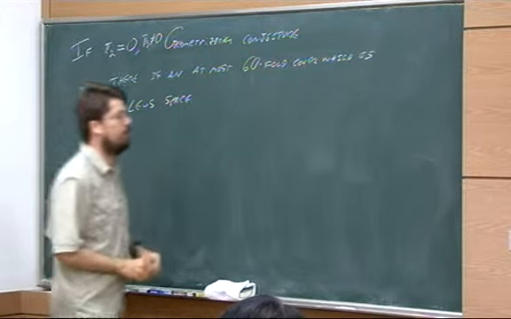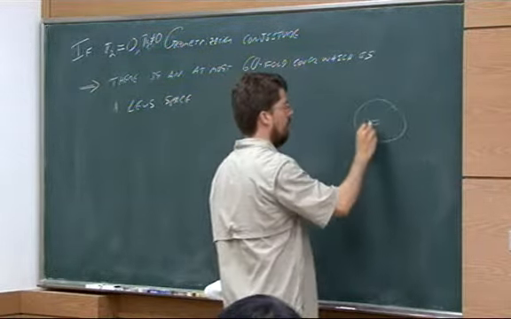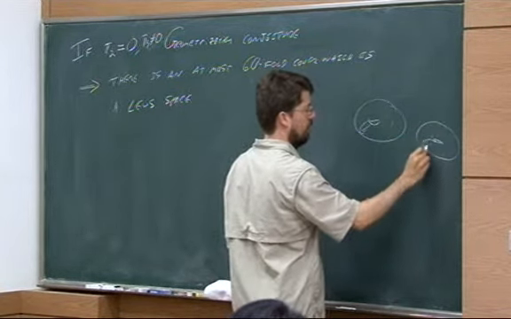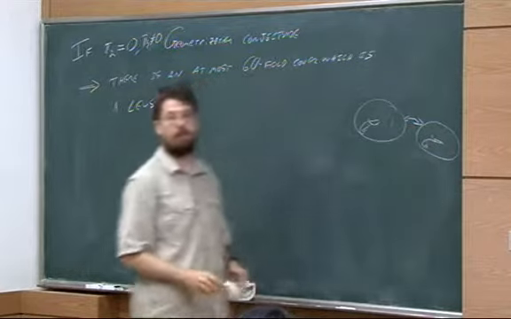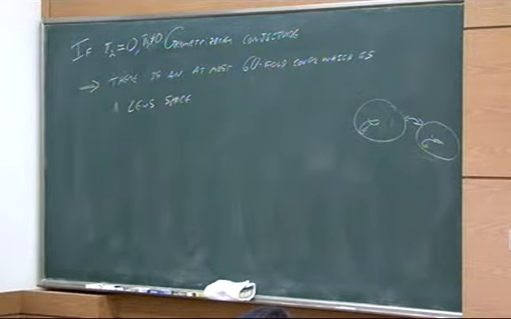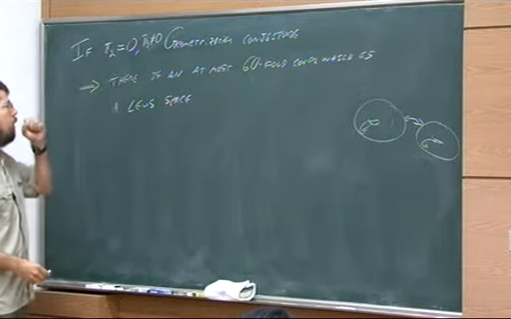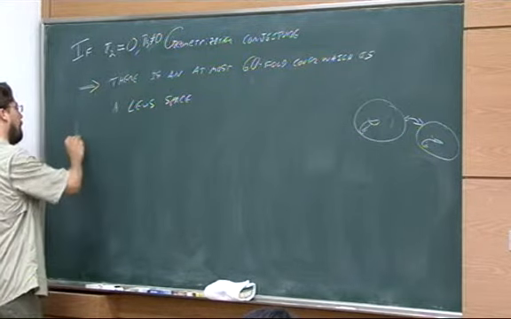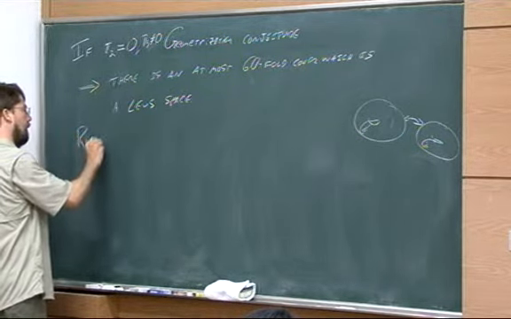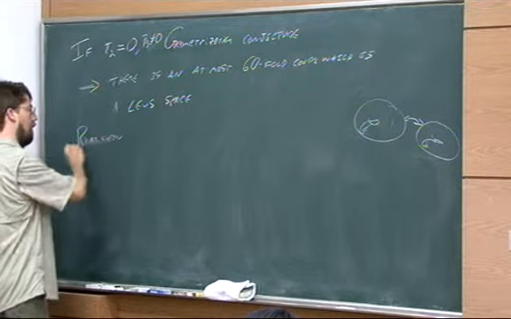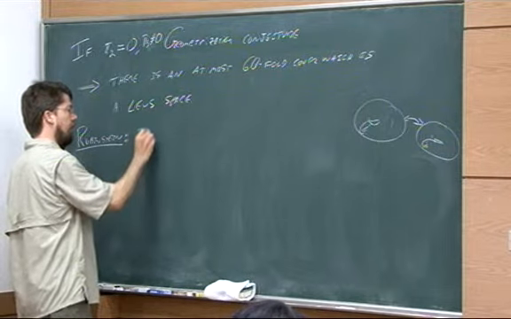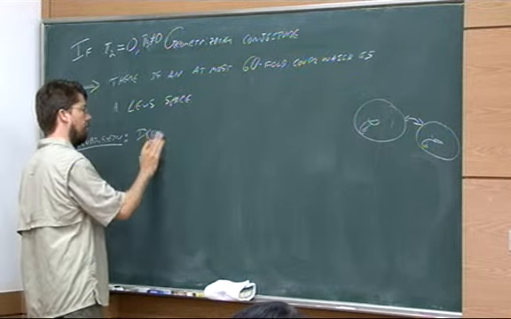A lens space is what you get when you take a pair of solid tori and glue them together along the boundary. It has cyclic fundamental group. And then there's an algorithm of Rubinstein, so deciding whether a given three-manifold is a lens space is decidable.